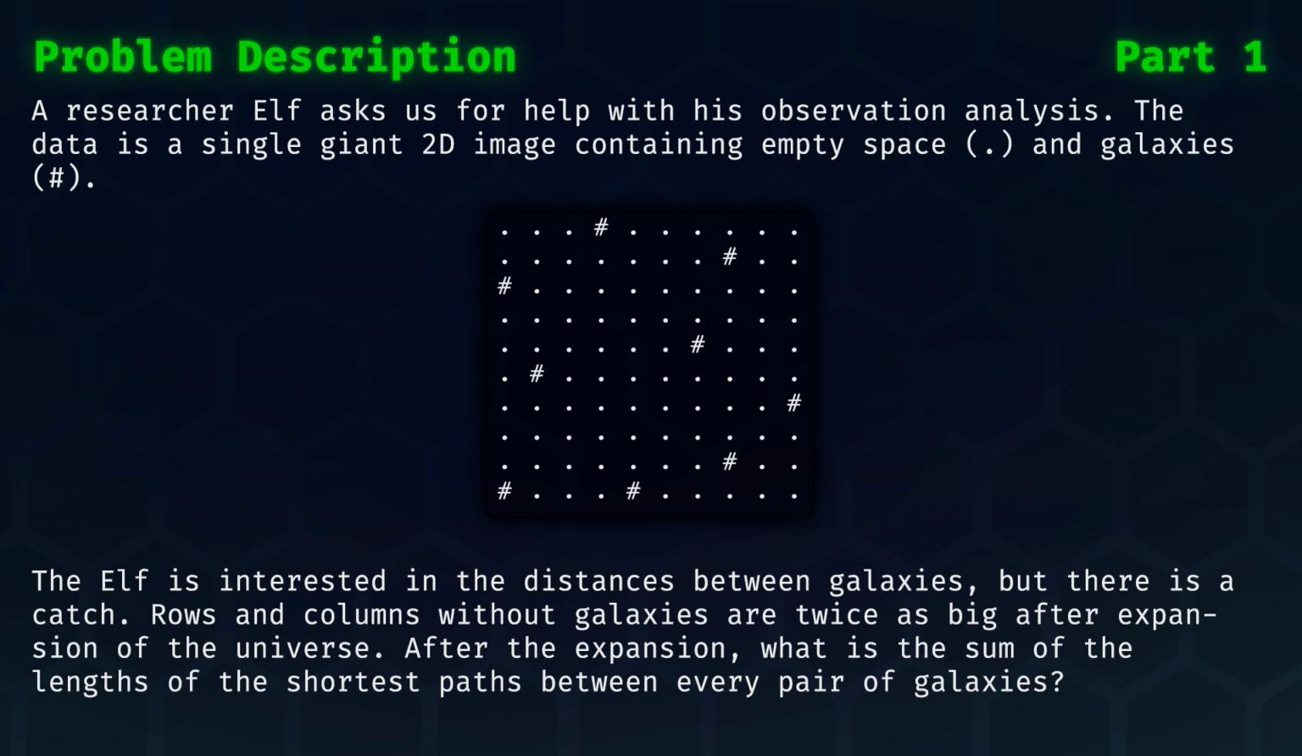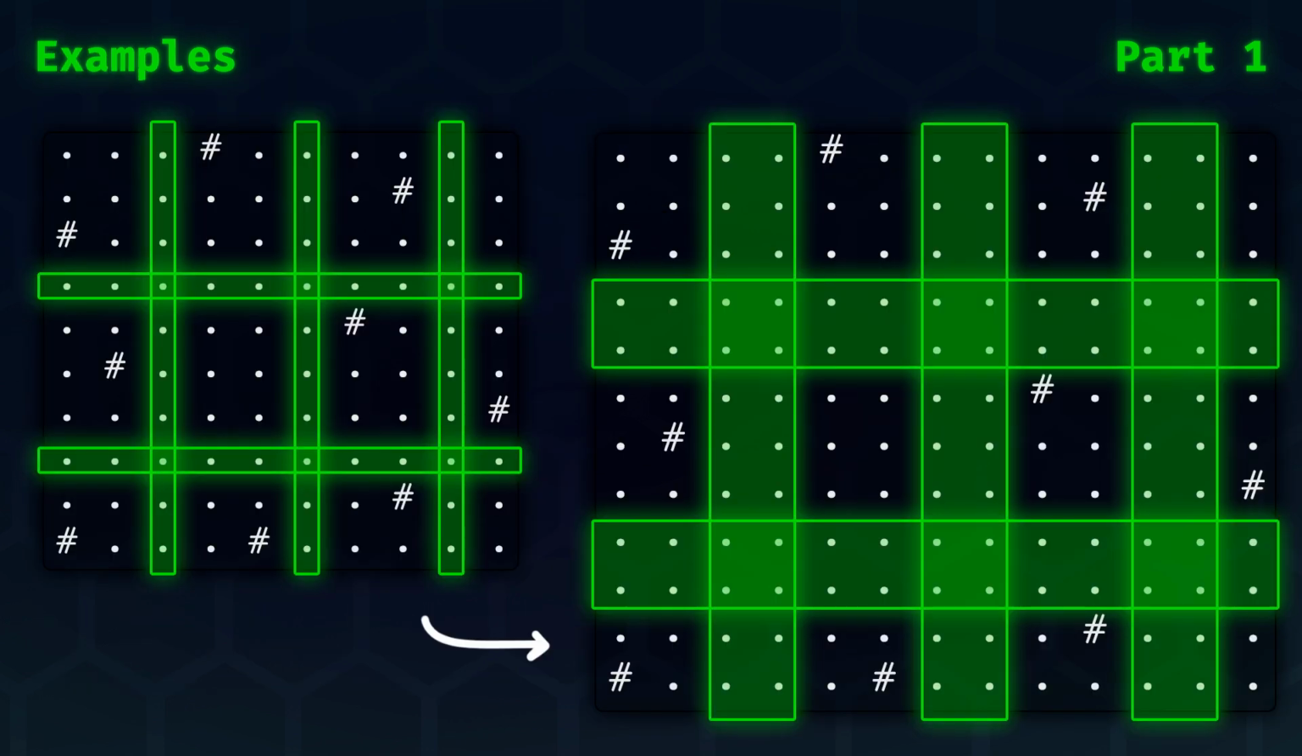For the problem, then, the elf is interested in the distances between the galaxies, but there is a catch. Rows and columns without any galaxies are twice as big after the universe expands, which it does. After the expansion, what is the sum of the lengths of all the shortest paths between every pair of galaxies? Here is the example shown in the problem description.